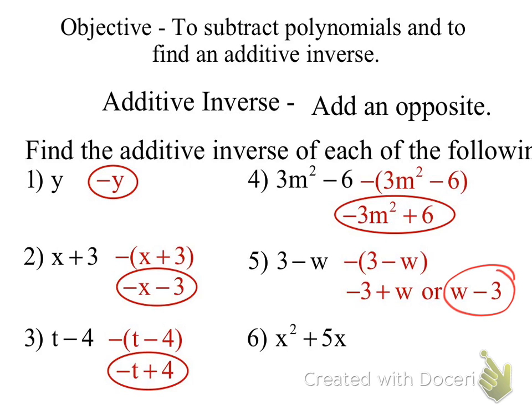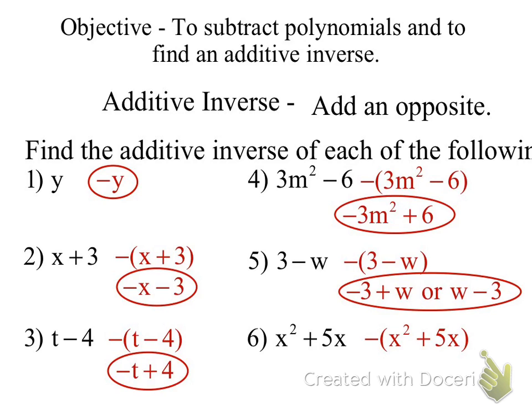Factor out a negative 1. Does that make sense? If I multiply it by a negative, it flips it around. And then the last one, let's go with Alexander. For the last one, it would be negative x to the second power minus 5x. Perfect. Is everybody clear on how to do these additive inverses?